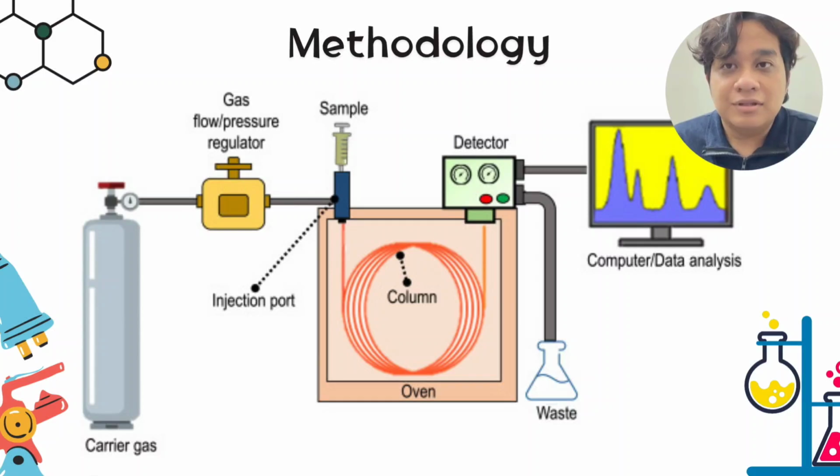Next, let's look at the methodology using this gas chromatography diagram. The process starts with the carrier gas, which moves the sample through the system, regulated by the flow and pressure regulator to keep the stream steady. Next, the sample is injected at the injection port, where it instantly turns into vapor due to the high heat. This vapor then travels into the column inside the oven. The column is a long coil tube where the actual separation happens as different compounds move through it at different speeds. As they exit, the detector senses each compound and sends a signal to the computer for data analysis.